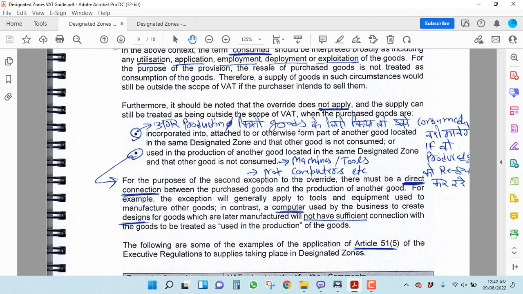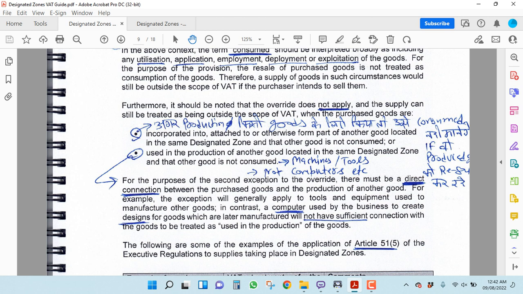Like anything, any material we build into the main product that we are not going to consume within the DZ, our intent is to resell them. That will not be treated as consumed within the DZ. That will be out of scope. VAT will not be charged like this.